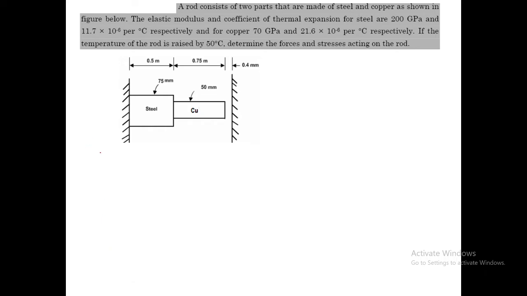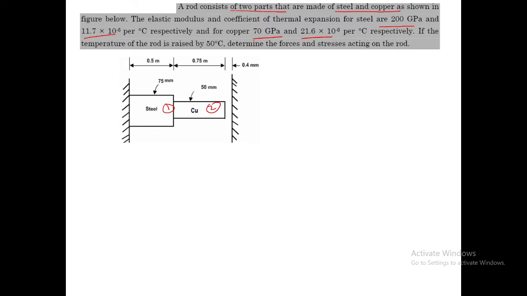This is the problem. A rod consists of two parts that are made of steel and copper. The first one is steel, the second one is copper, as shown in the figure. The elastic modulus and the coefficient of thermal expansion for steel are 200 gigapascal and 11.7 × 10^-6 per degree Celsius. For copper, they are 70 gigapascal and 21.6 × 10^-6 per degree Celsius, respectively.